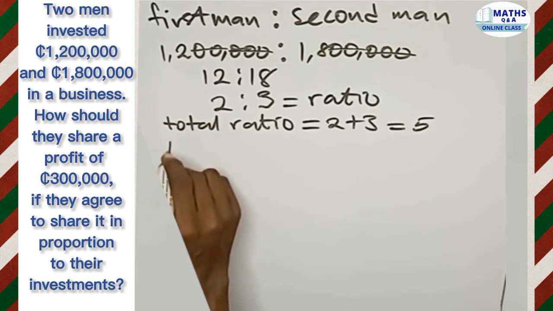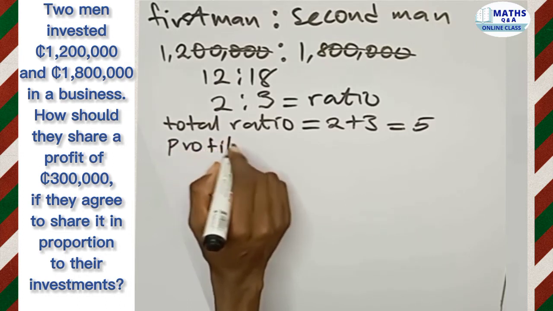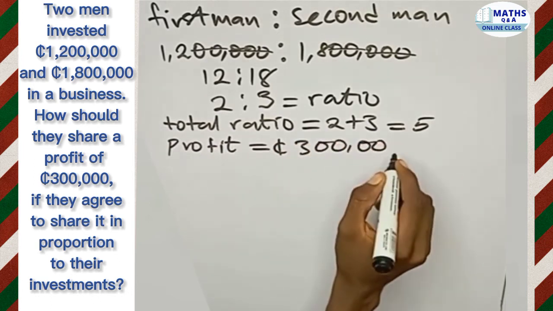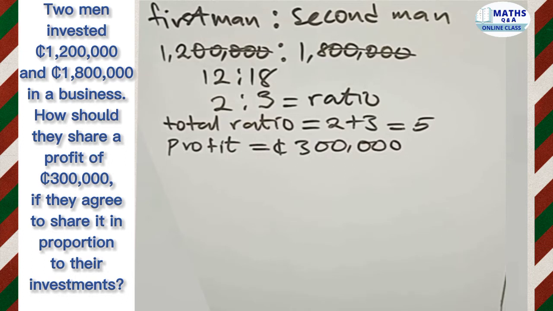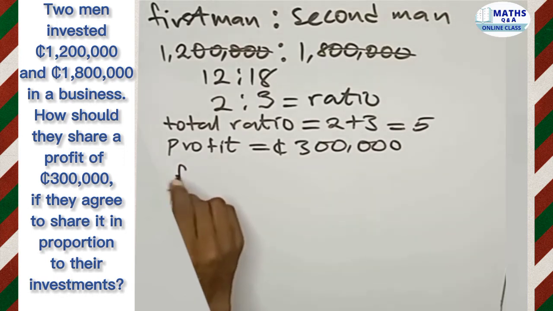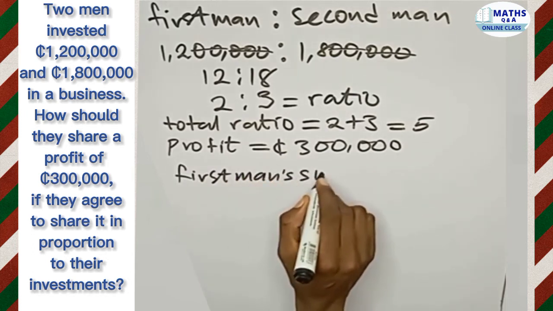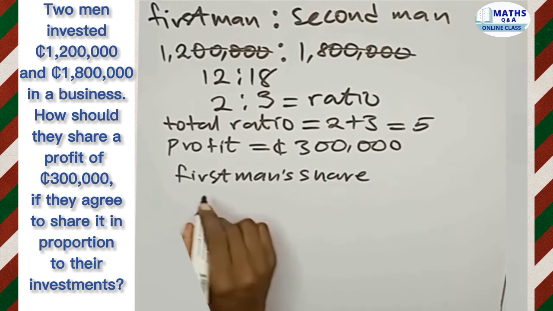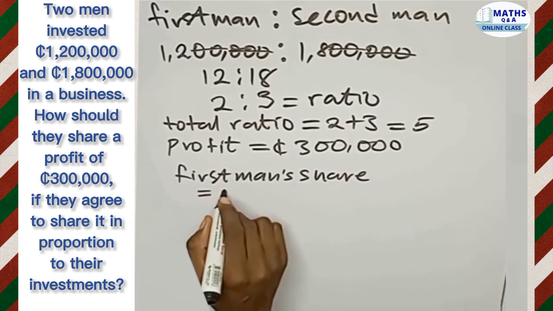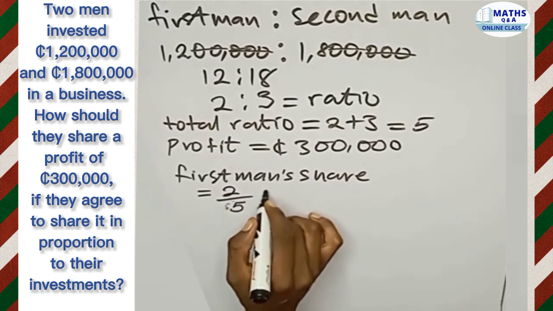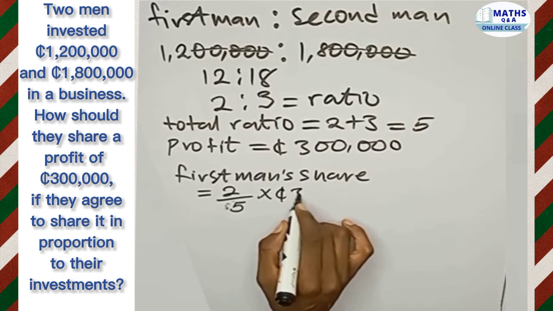We were given profits. The profit from the question was 300,000 cedis. Good. So now let's go ahead and find each man's share. So the first man's share will be equal to his ratio, which is 2 divided by the total ratio 5, multiplied by the profit 300,000.